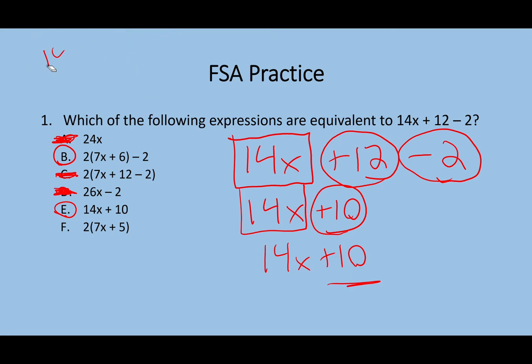The final one that I have to check. And this is select all that apply, so I do have to check every single one. Let's distribute. 2 times 7 and 2 times 5. 2 times 7 is 14x. 2 times 5 is plus 10. Oh, look! That's the same as what we have here. Your correct answers are B, E, and F. Please make sure that you get it in your notes, okay?